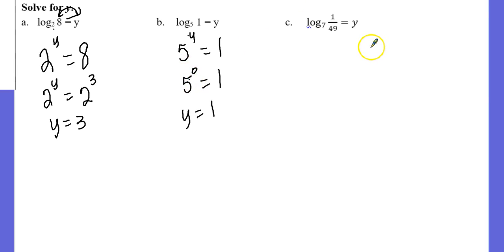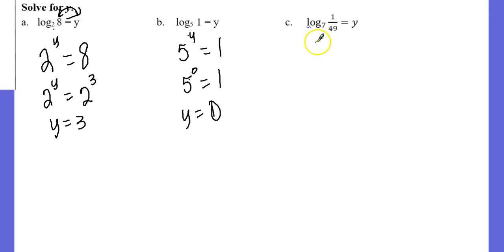Okay, question. Y equals 0. Thank you. Thank you. You are right. 5 to the 1 equals 5. Oh my heavens. All right, last one here.